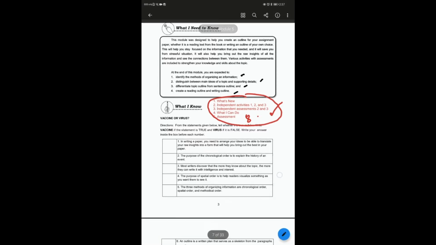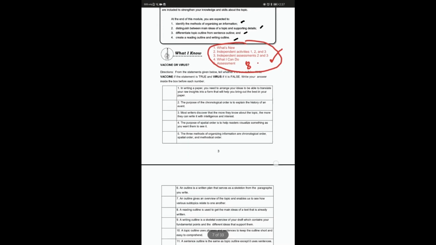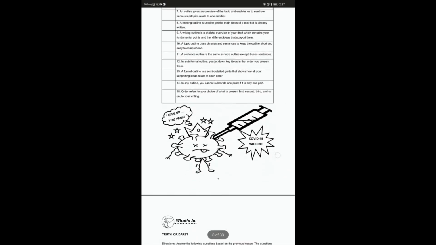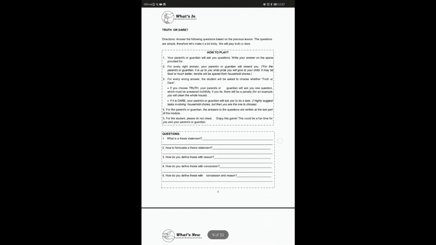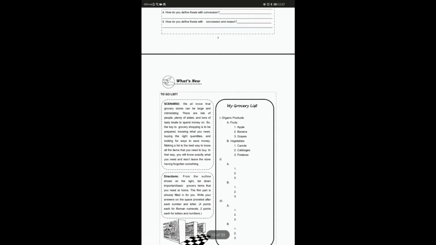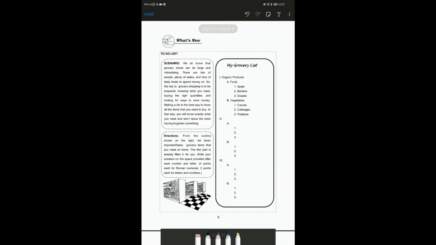Okay, so let's skip what I know since it's not included in the 8 activities we have to accomplish. Okay, let's proceed directly to what's new. It's titled To Go List. Let's read the scenario.